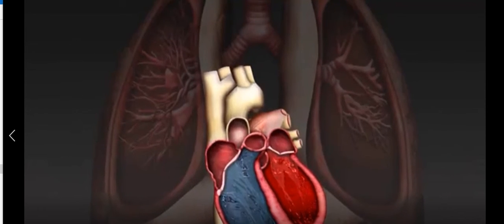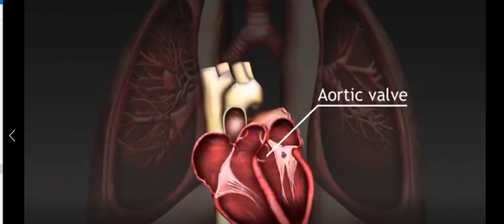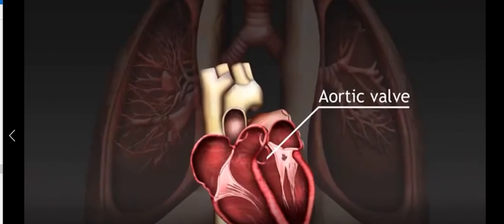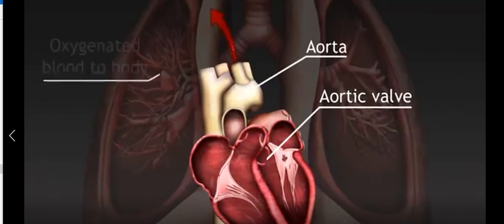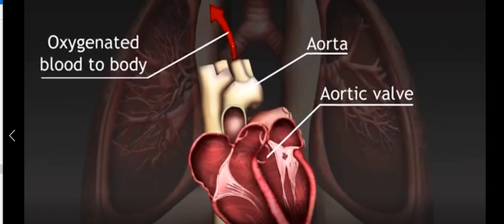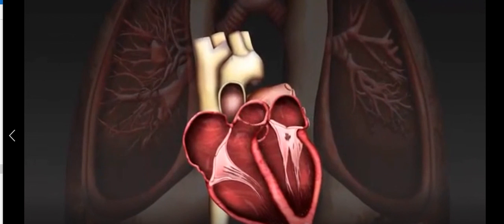Next, the left ventricle contracts, forcing the aortic valve to open, allowing blood to be pumped into the aorta and from there around the body. The aortic valve closes to prevent blood flowing back into the left ventricle, and the left ventricle relaxes, ready to accept the next intake of blood. The cardiac cycle is now complete.